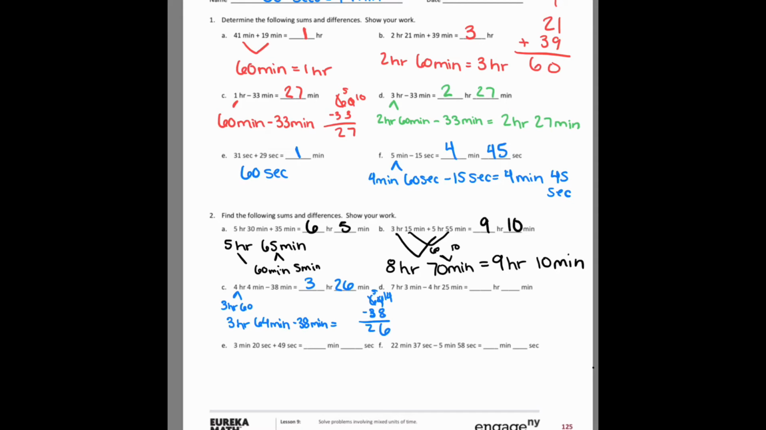All right, let's look at D. We got 7 hours and 3 minutes minus 4 hours and 25 minutes. Again, too many minutes to subtract. So I'm going to change that 7 hours to 6 hours and 60 minutes. And when I add back those 3 minutes, I'll have 6 hours and 63 minutes. Now I'm able to subtract. So I'm going to say minus 4 hours and 25 minutes. So I could say 6 hours minus 4 hours will give me 2 hours, and 63 minutes minus 25 minutes. We're going to do that off to the side.